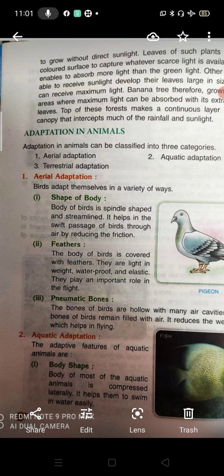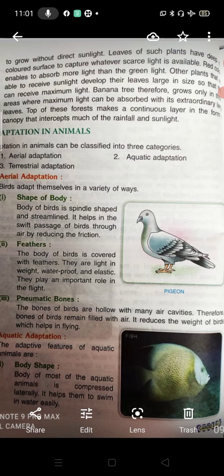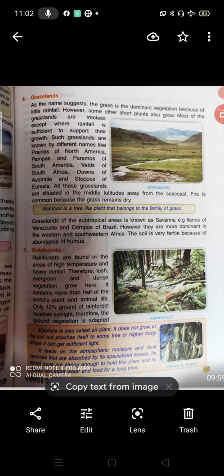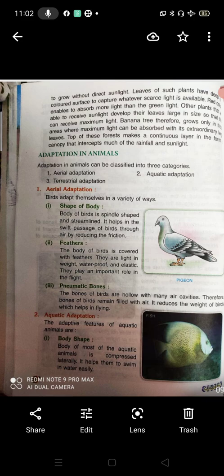Aquatic adaptation. The adaptive feature of aquatic animals is again the shape of the body. Body of most of the aquatic animals is compressed laterally, which helps them to swim in water easily. You can see the picture of the fish, which looks as if it has been compressed. So, it is compressed laterally, and that helps the animal to swim or to easily move in the water.